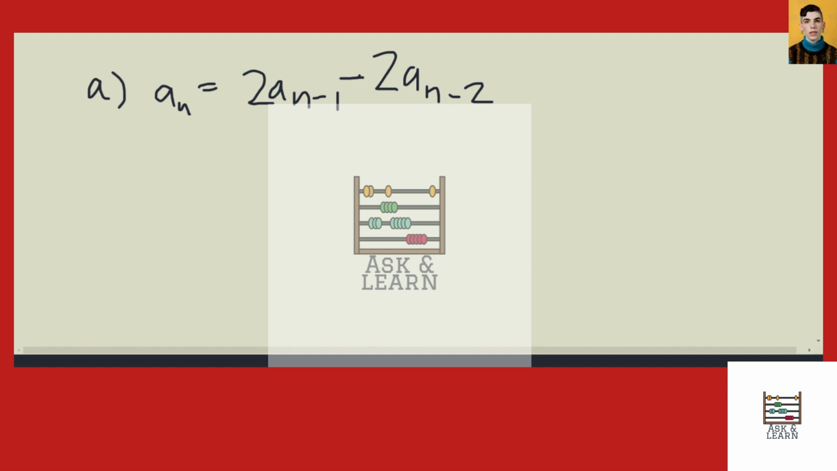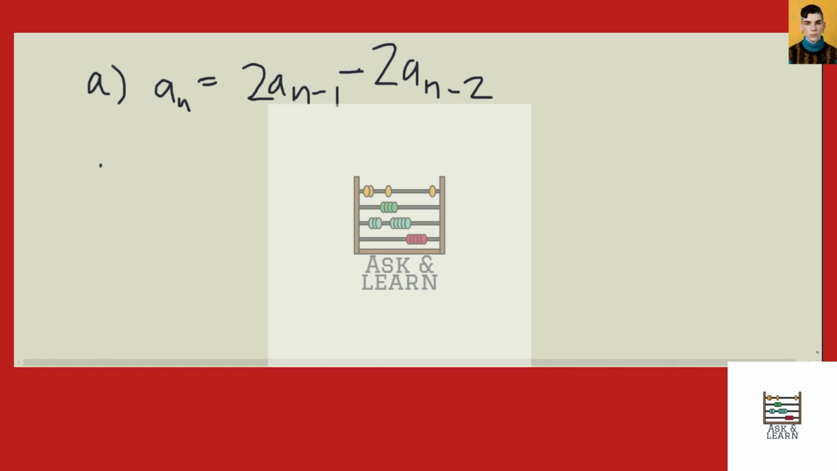In Part A, we are given a linear homogeneous recurrence relation, and we are asked to find the characteristic roots of this relation. The relation is a_n equals 2a_{n-1} minus 2a_{n-2}. So we have that the characteristic equation is r squared minus 2r plus 2 equals 0.